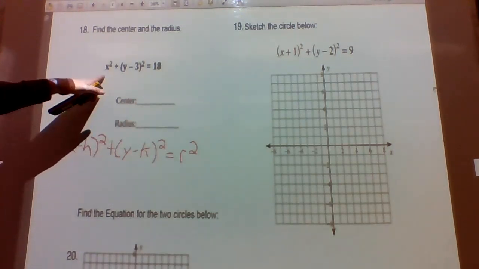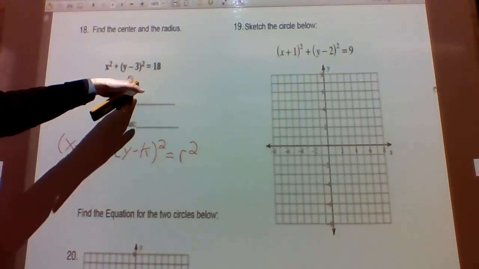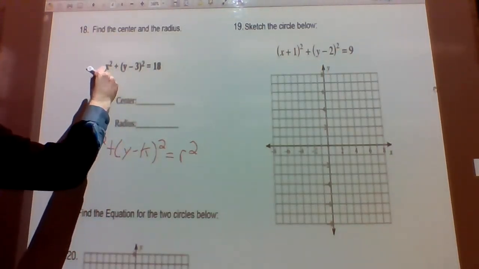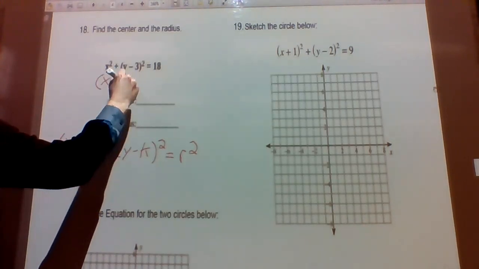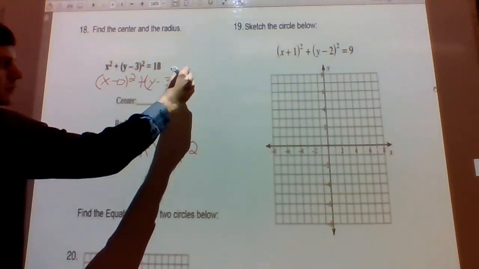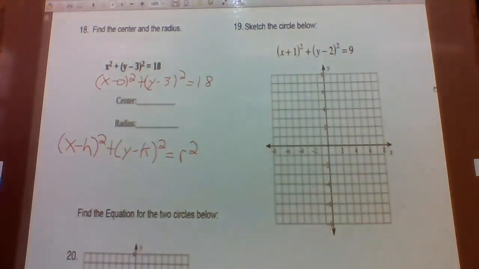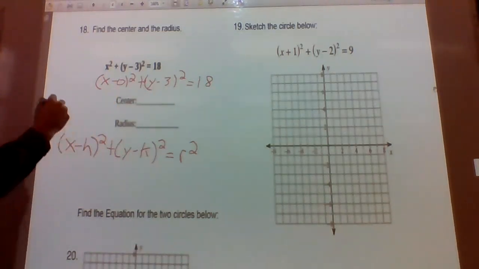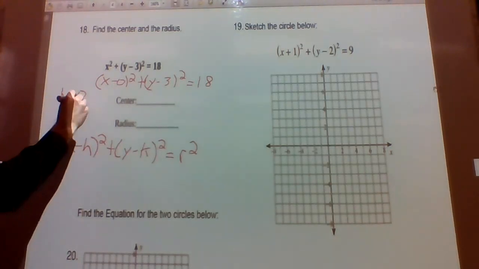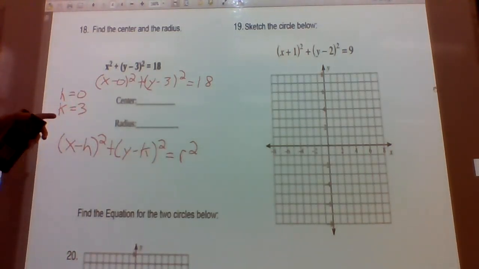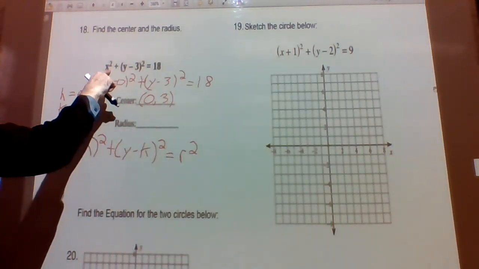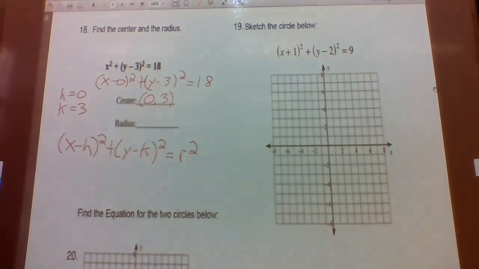So we can rewrite, we have x squared plus quantity y minus 3 squared equals 18. This is the same thing as x minus 0 squared plus y minus 3 squared equals 18. So again, h is then 0. K is 3. So the center is (h, k), so its center is going to be 0, 3. Again, just flip the sign. So 0, positive 3.